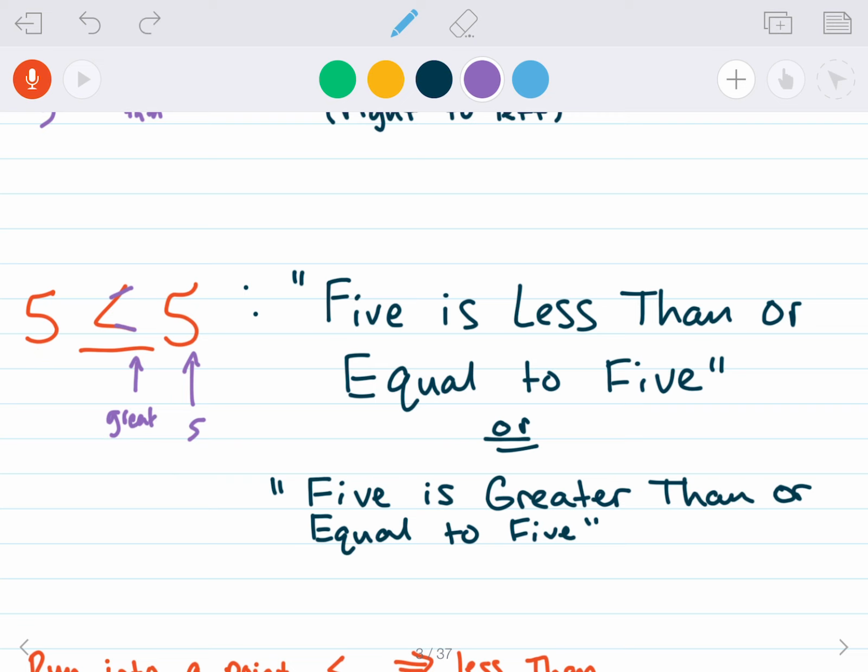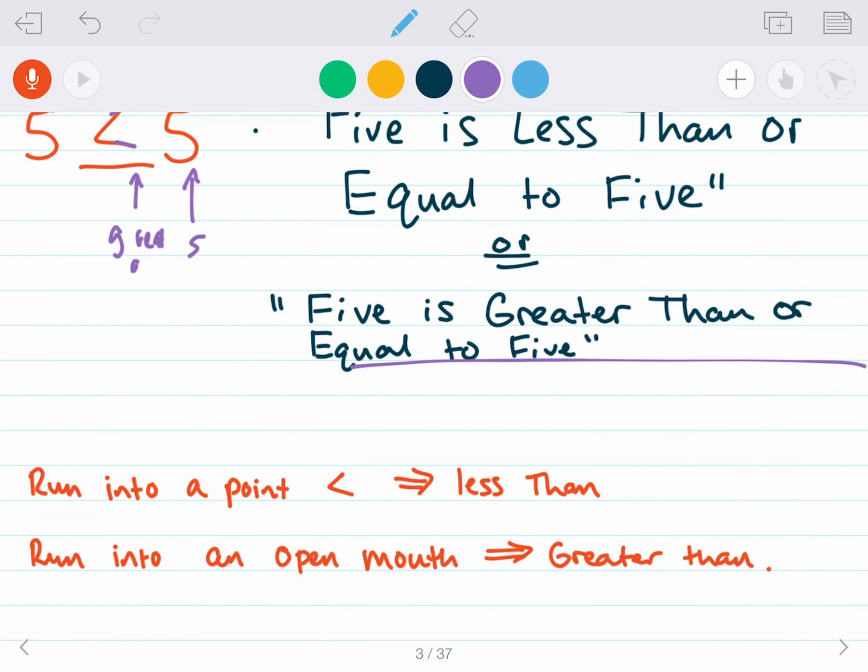Isn't it true that the number 5 is less than or equal to 5? It's not less than, but it is equal to 5, so that is a true statement. One of those things is true. And isn't the statement 5 is greater than or possibly equal to 5 true? Yeah, because it's equal to 5. It's not greater than, but or means one of those things needs to be true for the statement to be true.